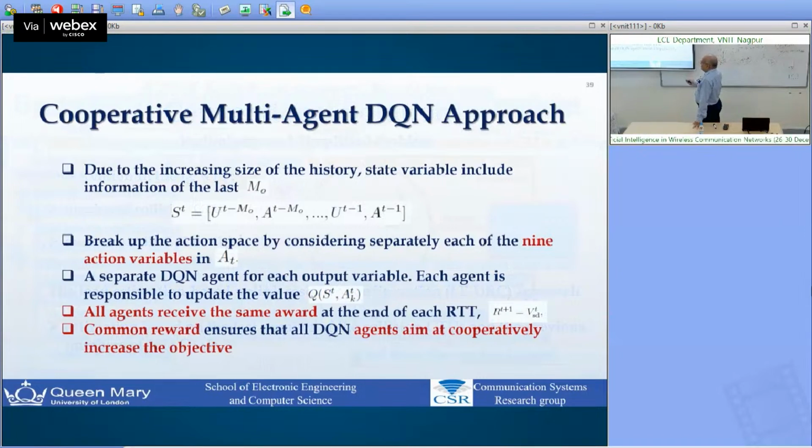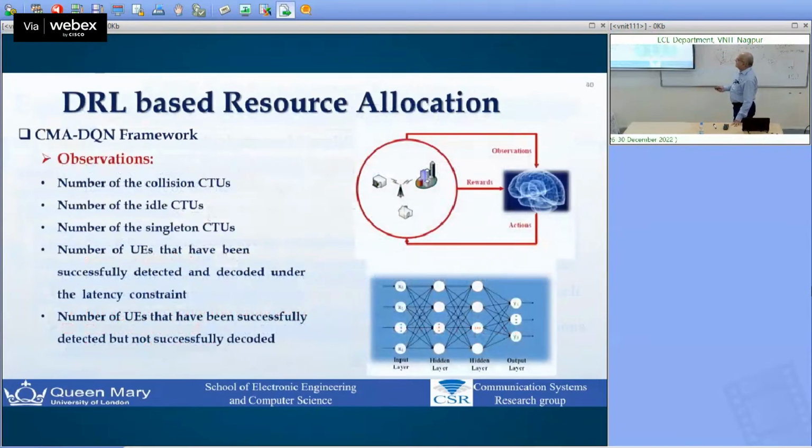So here, you know the deep Q network. We can update the Q value, and the agents make decisions by exploration and exploitation. Exploitation means they make the decision based on the Q value: whichever action gives a high Q value, they take that decision. Here it is cooperative, because all agents cooperatively optimize the objective to increase the number of devices successfully served.